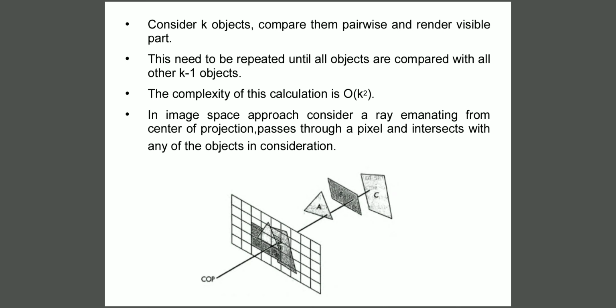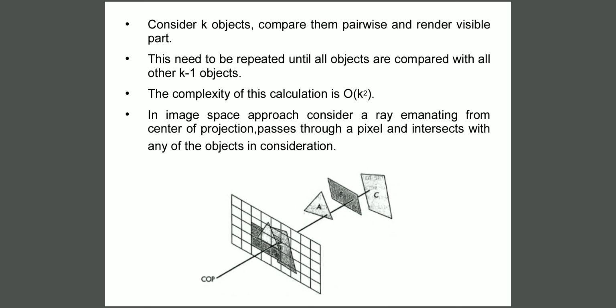This comparison of objects needs to be continued until all the objects get compared with all other k minus 1 objects. Because we compare each object with the other objects which we want to display, the complexity of this object space approach is big O of k square, because the comparison will be performed for every object with all other k minus 1 objects. The complexity is more, that is big O of k square.